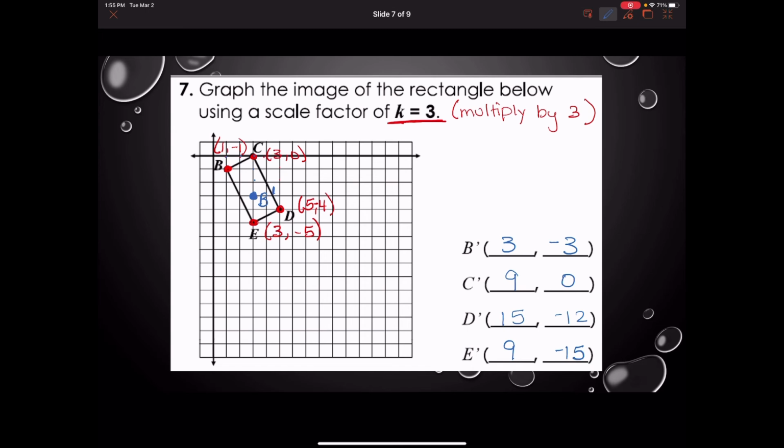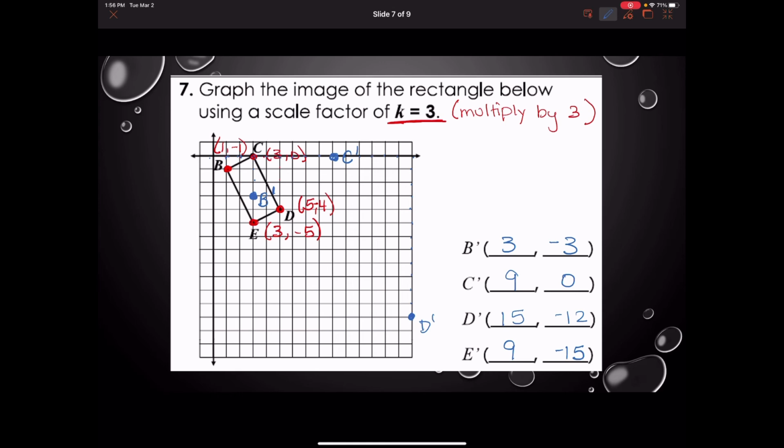Then I'm going to count over 9. 1, 2, 3, 4, 5, 6, 7, 8, 9. And I stay put because my Y value is 0. And 0 times anything is 0. Now, my D prime, I got to go 15. 1, 2, 3, 4, 5, 6, 7, 8, 9, 10, 11, 12, 13, 14, 15. So I'm on the edge, and I'm going to go down 12. 1, 2, 3, 4, 5, 6, 7, 8, 9, 10, 11, 12. So I'm right here. And this is my D prime.